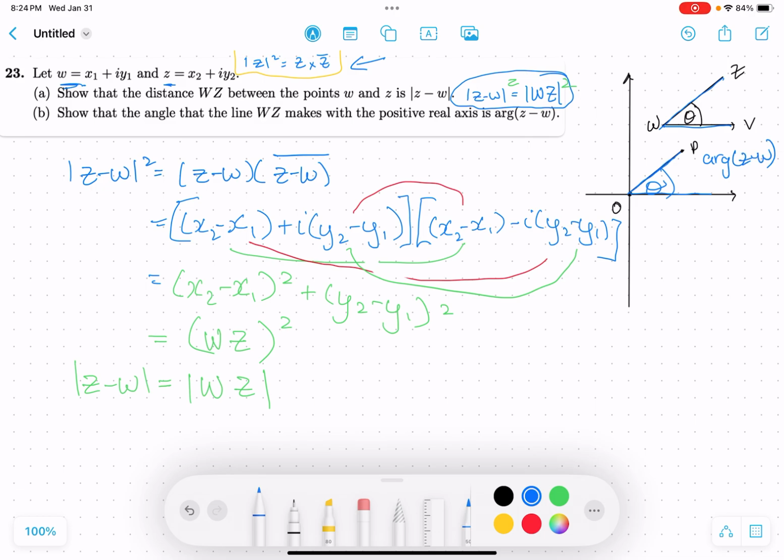Position vectors go from 0, but if we're thinking of vectors, that vector can move over here, no problem. So it's just asking you to have a little look at that and see that theta is the argument of Z minus W, because this is the vector Z minus W. Okay.